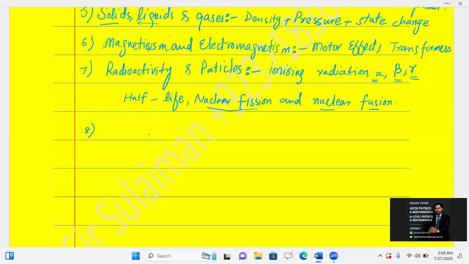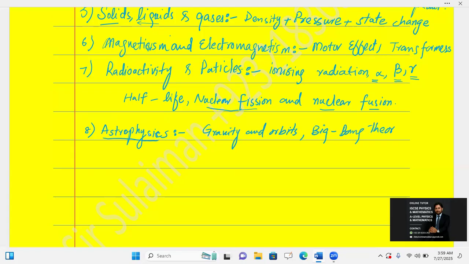The last section is related to astrophysics. Astrophysics is basically physics related to stars, physics related to the sky particles, which is related to the universe. We will go for the study of gravity and orbits for stars and satellites. We are also going to study the Big Bang theory related to expansion.